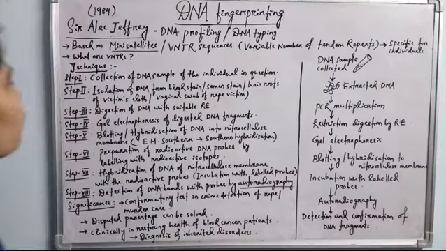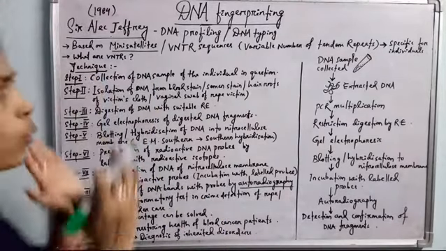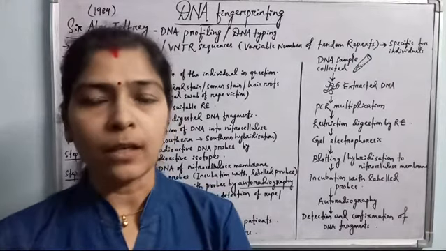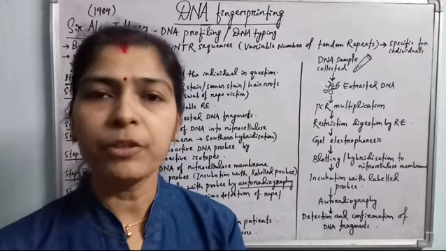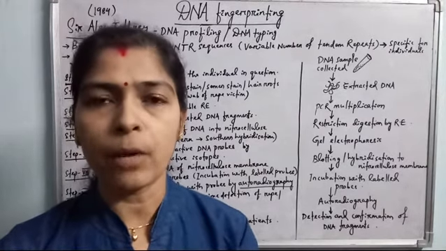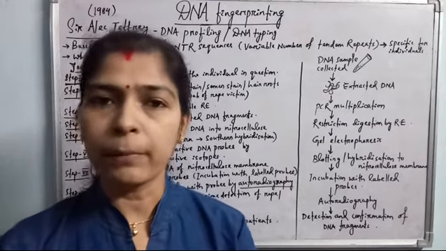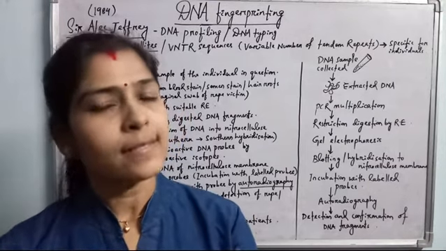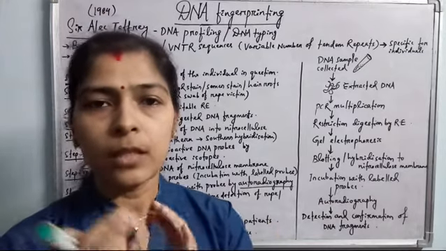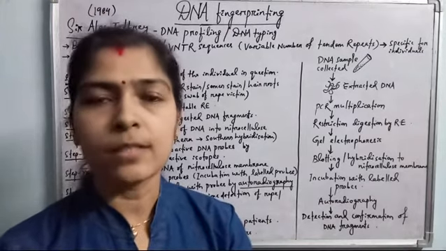Okay, and what exactly about the technique? What exactly is DNA fingerprinting? See, from any crime scene, the DNA is collected from different sources, maybe from a blood sample, or from a vaginal swab, or from semen, or from saliva. From the crime scene, the DNA is collected. This is the DNA sample.